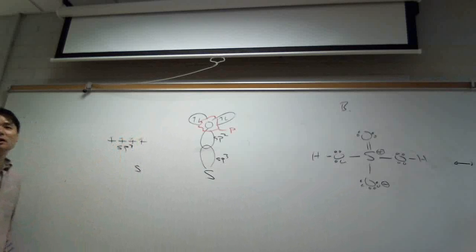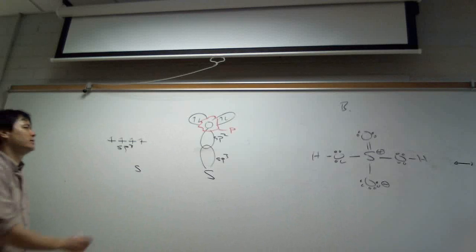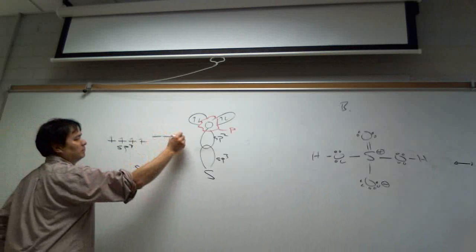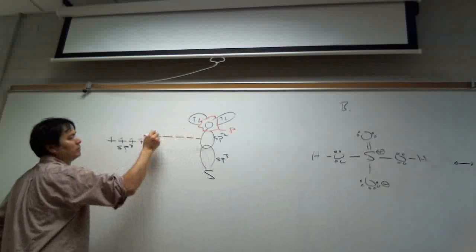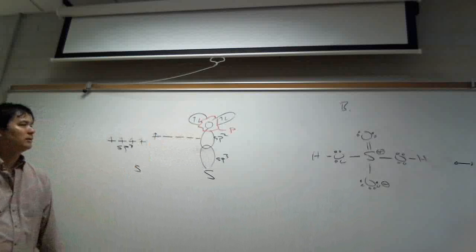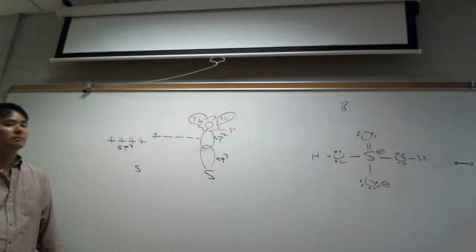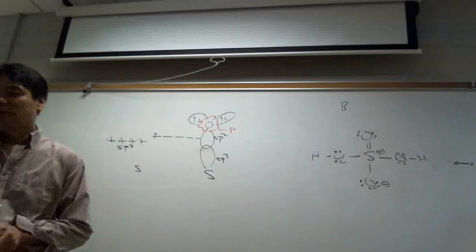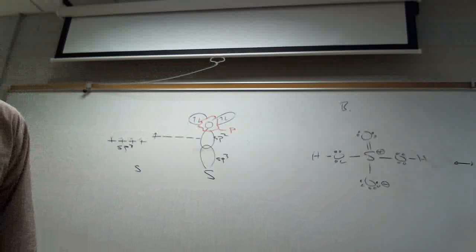Now the 5th one, should I pair it? No, where do I put the 5th one? In a d. It has to go into a d. The 5th one goes into a d. Oh, that's going to be tricky. Wait, do we know the shape? Do you know the shape of a d orbital? What does a d orbital look like?